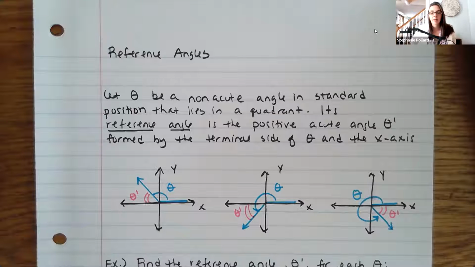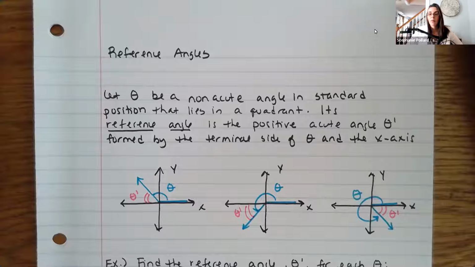Next, I want to take some time and talk about reference angles. So here's a new definition. Let theta be a non-acute angle, so something bigger than 90 degrees in standard position that lies in a quadrant. So the terminal side actually has to lie in a quadrant. Its reference angle is the positive acute angle theta prime formed by the terminal side of theta and the x-axis.